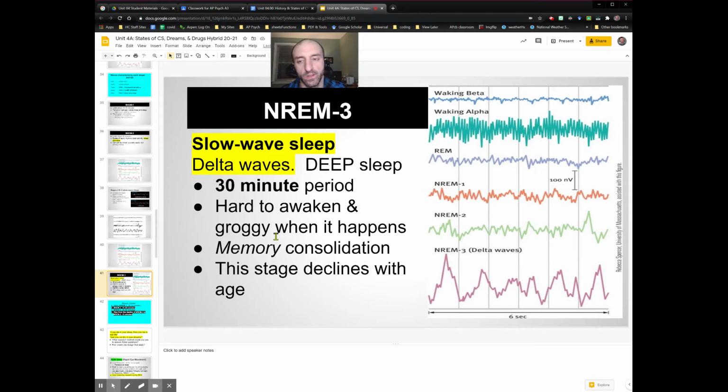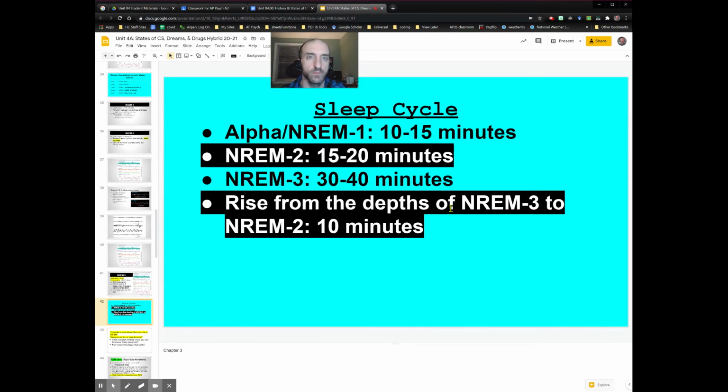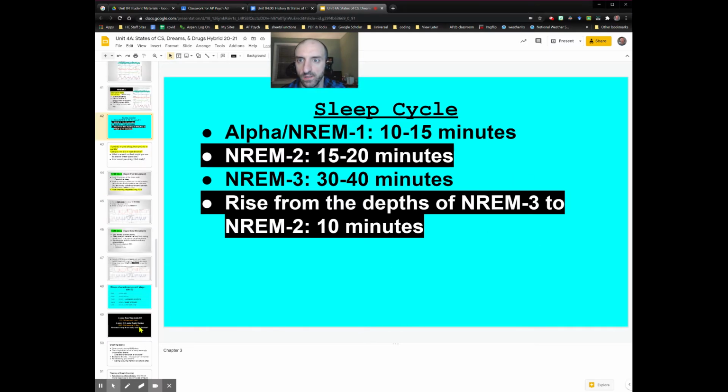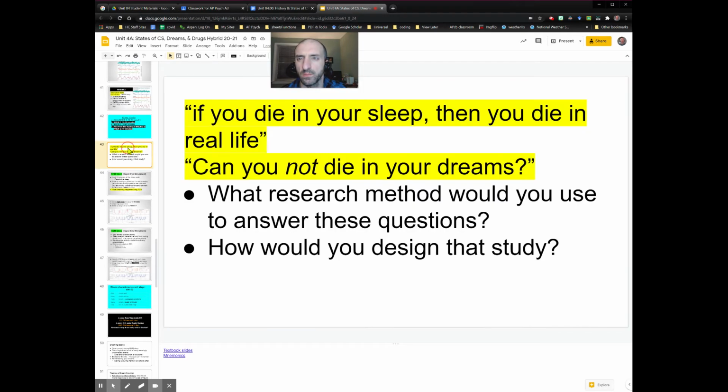But this is an important part of sleep because this is where memory consolidation happens. It's also hypothesized, or theorized, I guess, that memory declines with age because you have less slow wave sleep as you get older. So here's the time here. Questions here you can think about. If you get this far and see this, you can ask me.